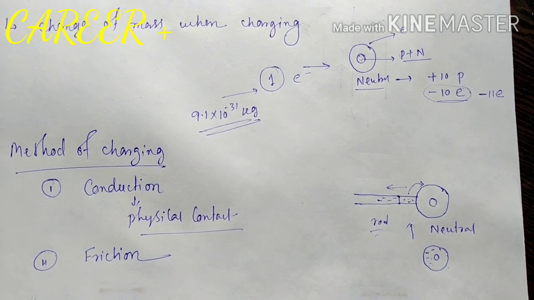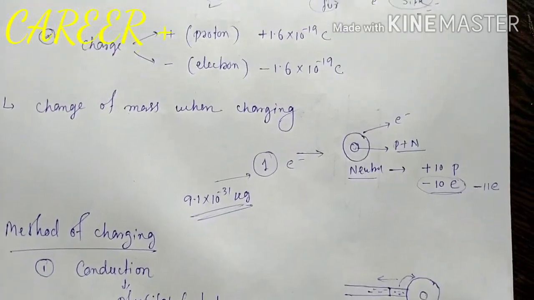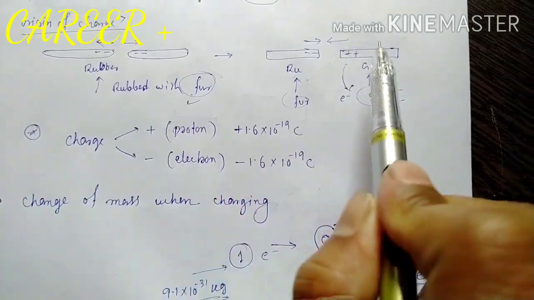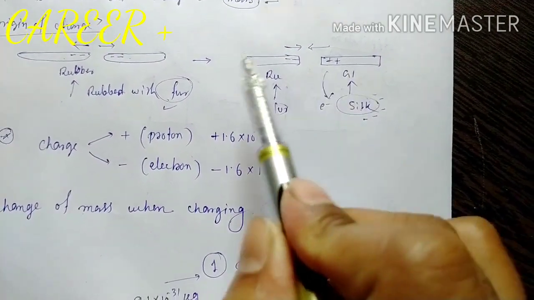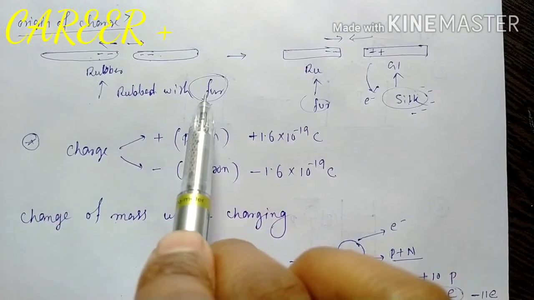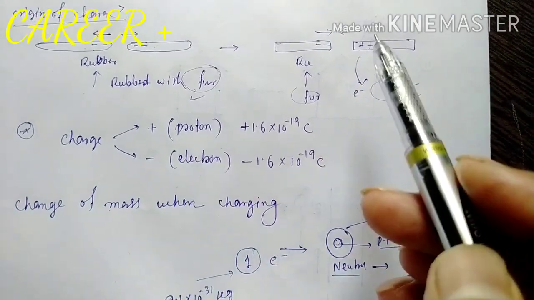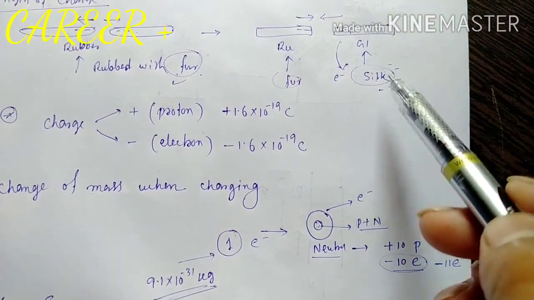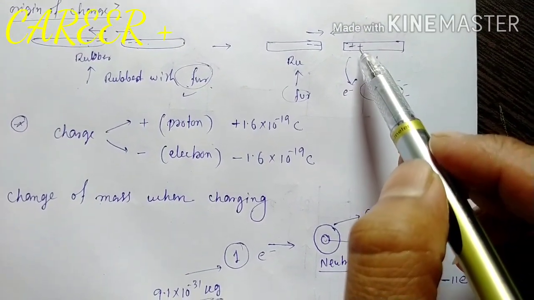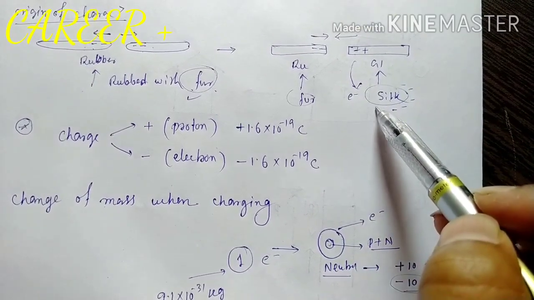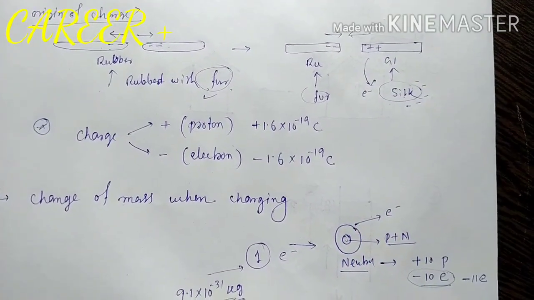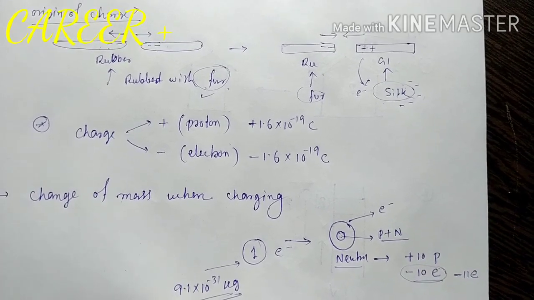Now let's go to the second method, which is known as friction. It is very simple, as we have studied earlier. Simply the rubbing. The rubber rod rubbed with fur, the glass rod rubbed with silk. These are the processes of friction by which the rubber rod becomes negatively charged, and at the same time fur becomes positively charged, or in the same way glass becomes positively charged, silk cloth becomes negatively charged. During rubbing, the glass rod loses free electrons, and those electrons come to the silk cloth. As a result, it becomes negatively charged. Since the glass rod loses electrons, it becomes positively charged. Simply, this is the process of friction. Here also physical contact is there.